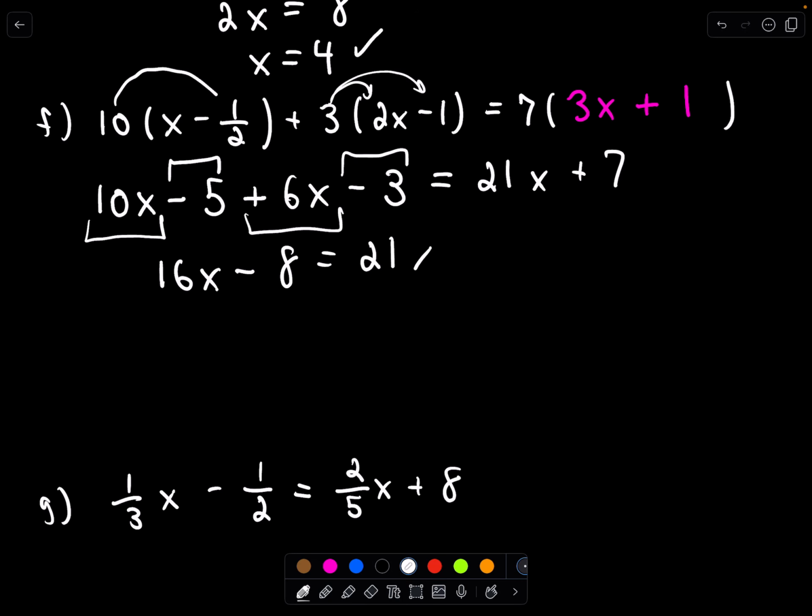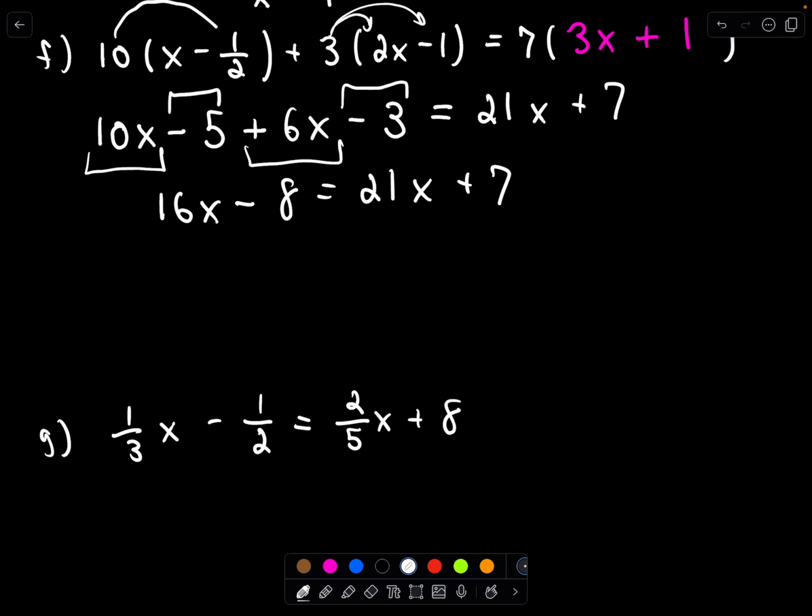Nothing to do on the right side. And what I'm going to do is subtract 16x from both sides. So if I subtract 16x from both sides, it would be gone on the left. I would be left with negative 8. 21x minus 16x is going to leave me with 5x.